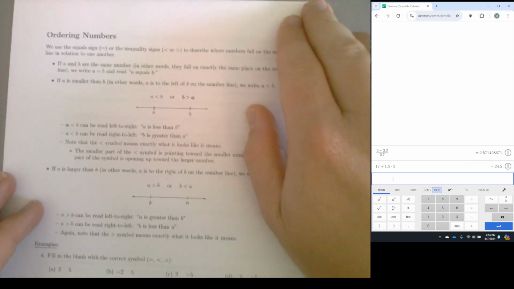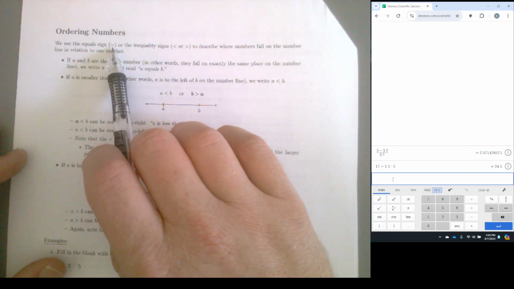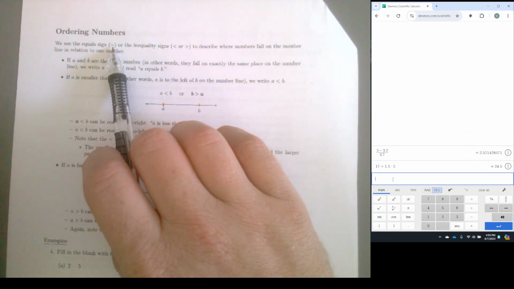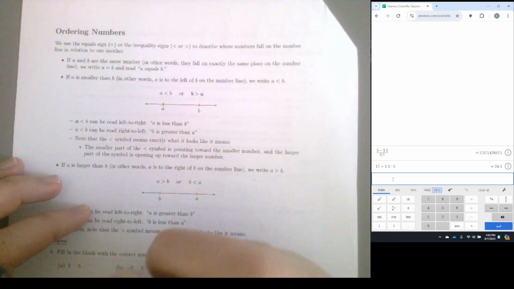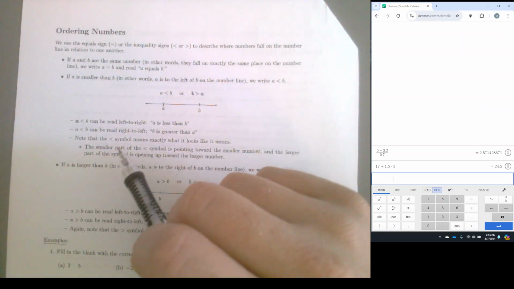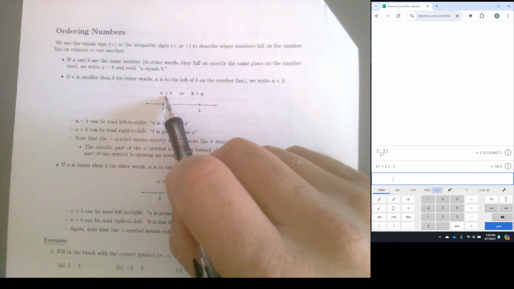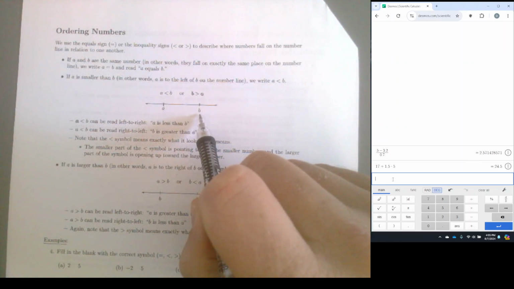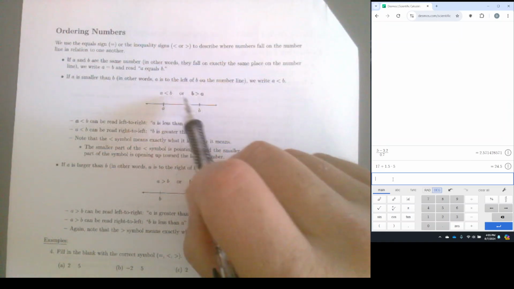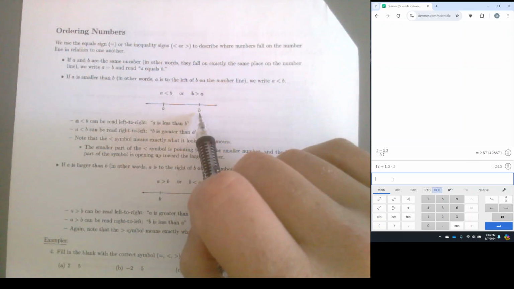Now, the symbols that we use to indicate which numbers are bigger and smaller sometimes cause students confusion as well. We're familiar with the equal sign already. If two numbers are equal, that means they have exactly the same value, or in other words, they fall on the same place on the number line. But if we have a statement that says this, we would read this: A is less than B, and that means that A is to the left of B on the number line. We could rephrase that as B is greater than A, because of course if A is less than B, then it must be the case that B is greater than A.